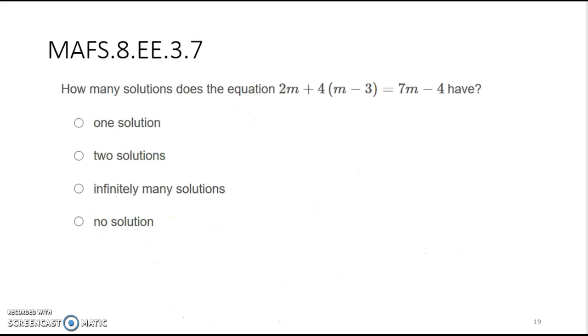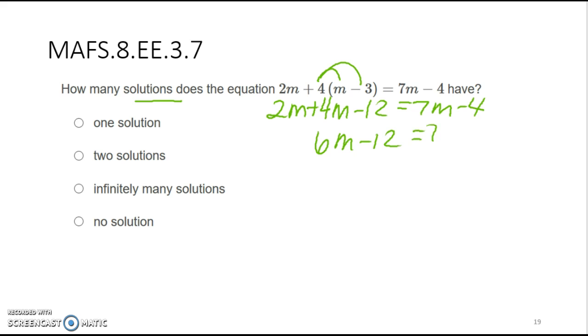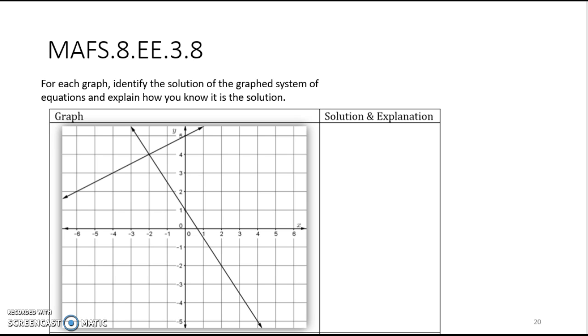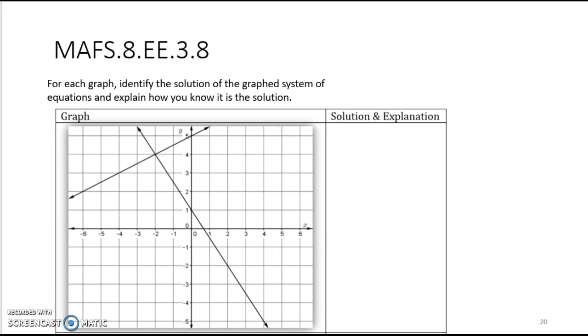All right, last one for this standard. How many solutions does this equation have? Remember, before we figure that out, we need to distribute. So I end up with 6m minus 12 equals 7m minus 4. At this point, we should know the m's are not going to cancel out. The sides are not equal. So that means if I were to solve this, I would get m equals some number, which means I have one solution.